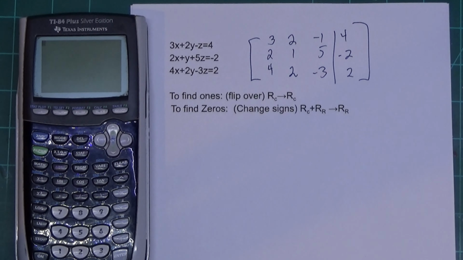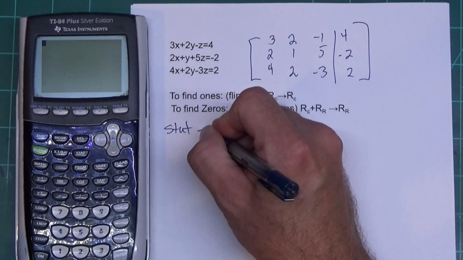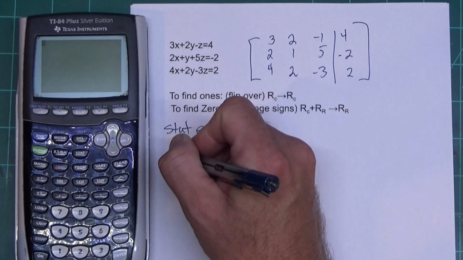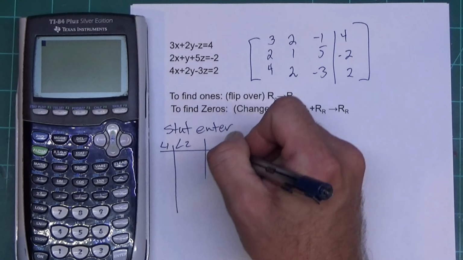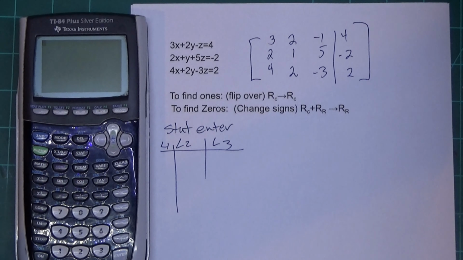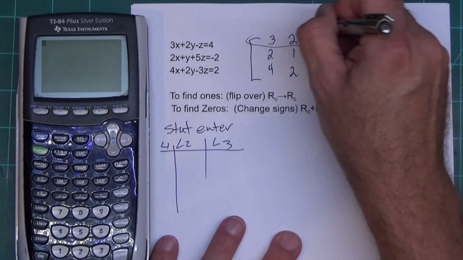So I'm going to turn the calculator on. I'm not going to put it in a matrix. What I'm going to do is hit Stat and press Enter. And when I do that, I'm going to see L1, L2, and L3. That's going to give me a set of lists. And with that set of lists, I can work it just like the matrix right here.